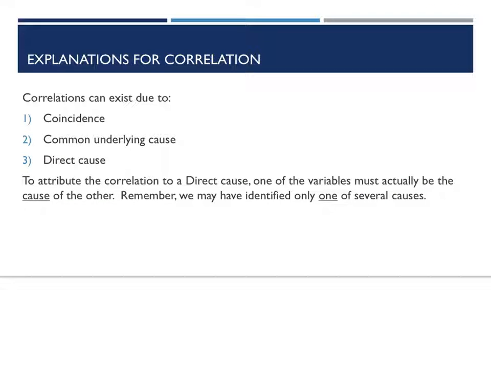Now, there are a number of reasons that we can say two variables are correlated. One of them is sheer coincidence. The other is a common underlying cause. And last, we can call something a direct cause. Now, if you want to say it's a direct cause, you literally have to say X causes Y to happen. You want to be wary of calling something a coincidence too quickly, because sometimes a common underlying cause takes a little bit of thinking to figure it out. So let's look at some examples.